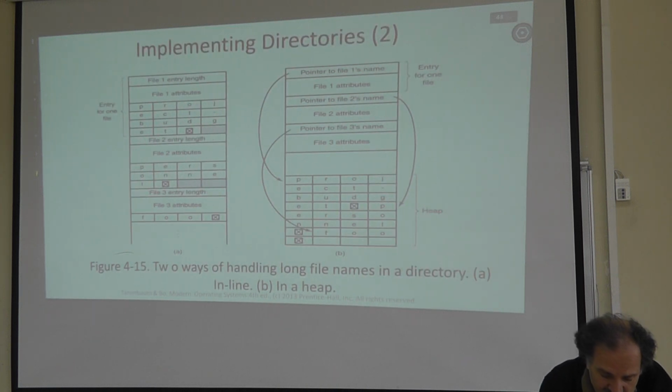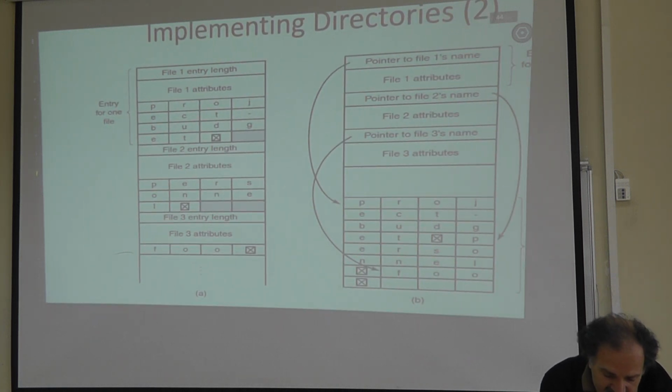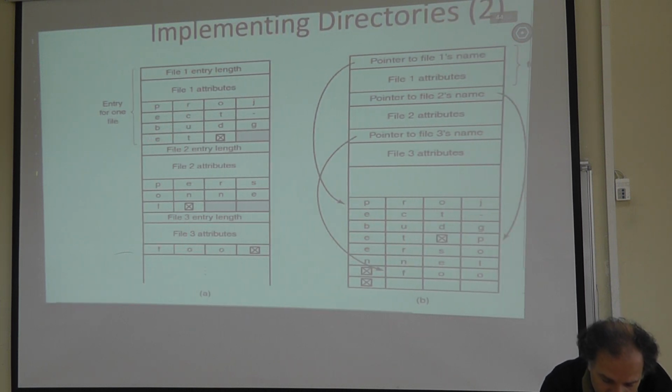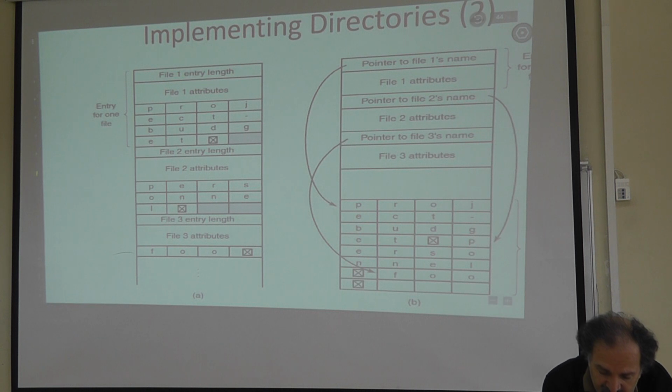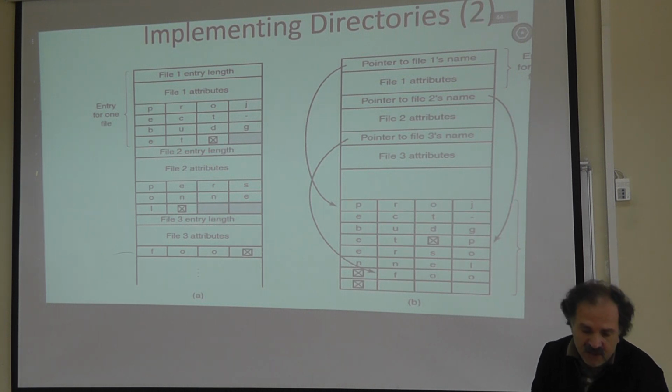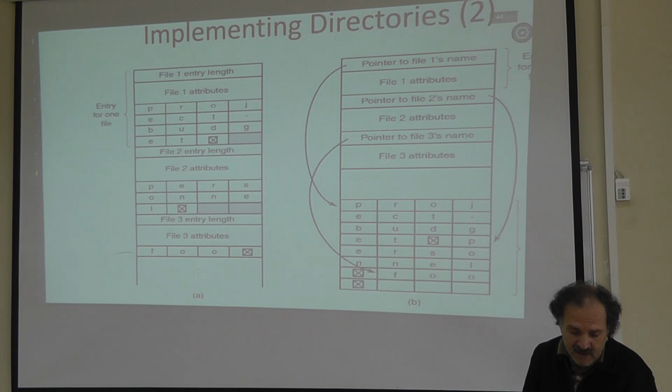So instead of doing that, people started doing this. This is my file 1, file 2, and file 3. Instead of fixed length entries, I have the file 1 entry, file 1 attributes, and my file name. This file name can be as long as you want. It terminates with a null character, and then I start my file 2, and I start with my file 3. So in this way, you can have very long file names, and you can have Unicode file names too.